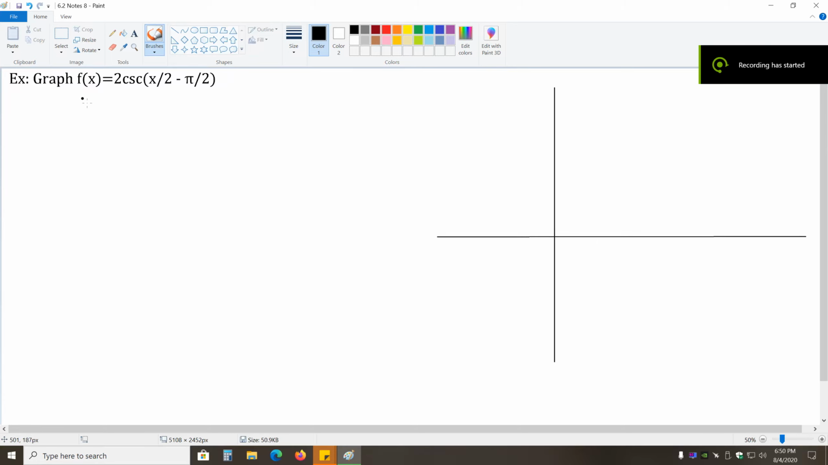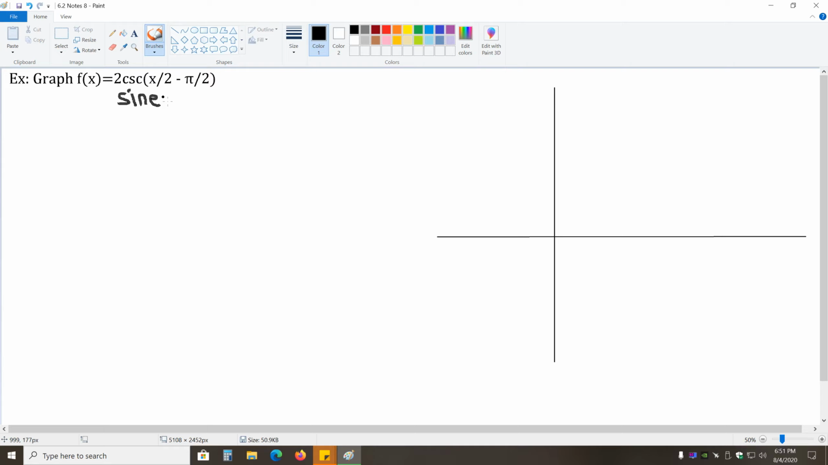Okay, so for this example, we want to graph f of x equals 2 cosecant of x divided by 2 minus pi divided by 2. To graph this, we need to consider the reciprocal function. Cosecant's reciprocal is sine. So we're really going to graph 2 sine of x divided by 2 minus pi divided by 2, and then we can take the reciprocal graph from that.